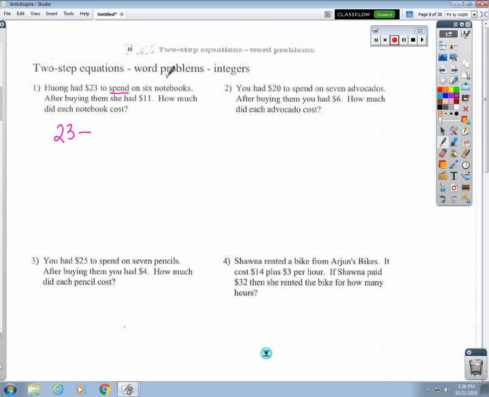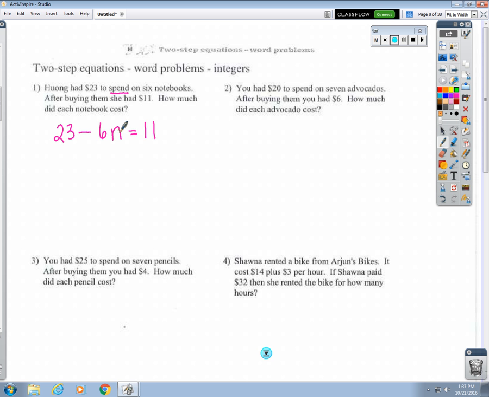6 notebooks. Now, since we don't know the price of a notebook yet, we have to represent it with a letter N, but we know she's buying 6 of them. So whatever the price is gets multiplied by 6. And then after she's made her transaction, she has $11 left. So that's the equation. Now to figure out how much each notebook costs, you need to solve for N.